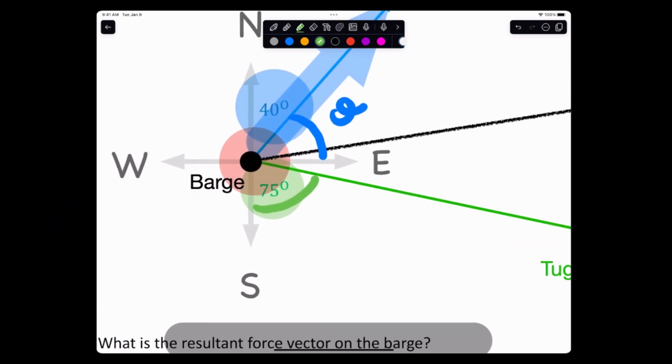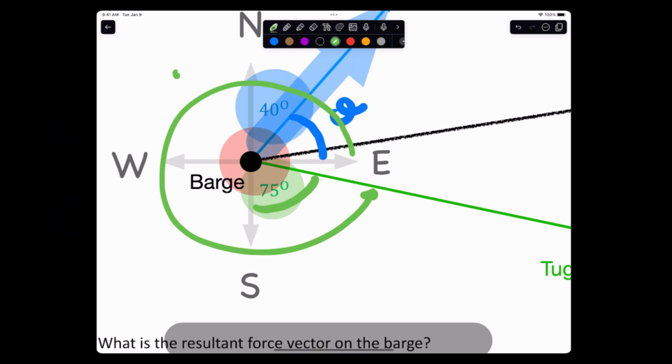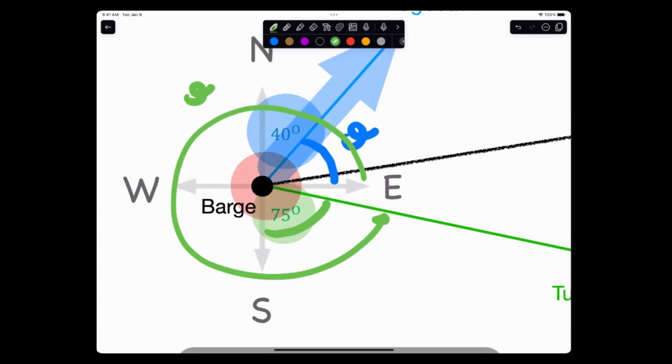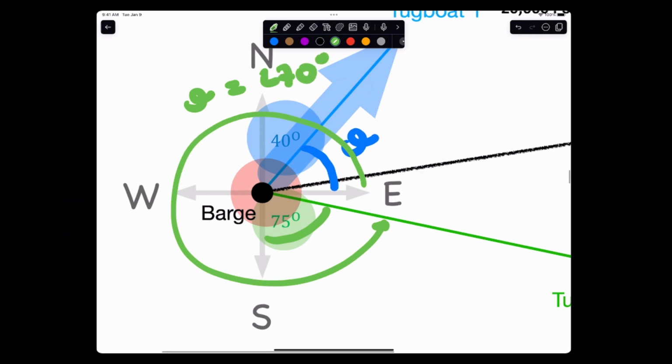Could you guys tell me then, if that's 75 degrees, how do I get the standard angle here for that vector? Anybody know what that angle is going to be? What's that whole angle? Isn't this going to be what? 270 degrees plus 75 degrees? Is that what it is? Is that 345 degrees? All right.